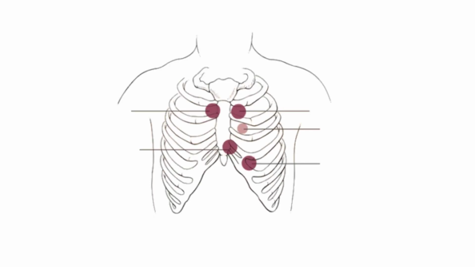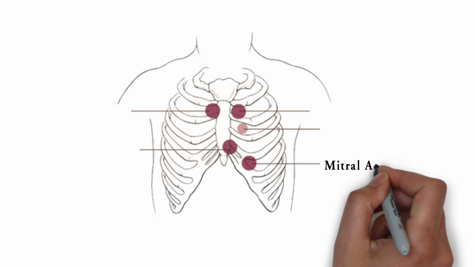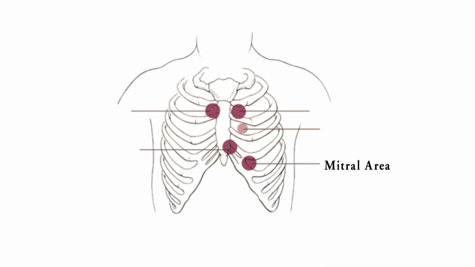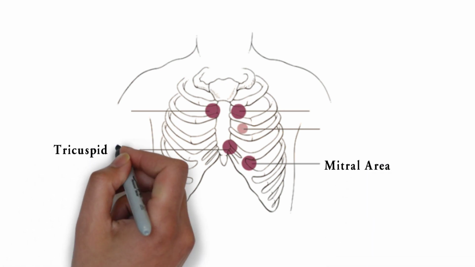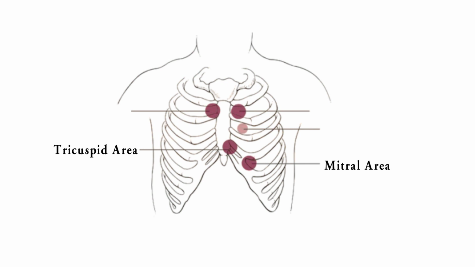A few more important clinical points I would like to tell you. Sound due to the mitral valve and tricuspid valve is best heard at the mitral and tricuspid areas respectively. Mitral area is at the 5th intercostal space in the mid-clavicular line. Tricuspid area is at the 4th left intercostal space just lateral to the sternal border.